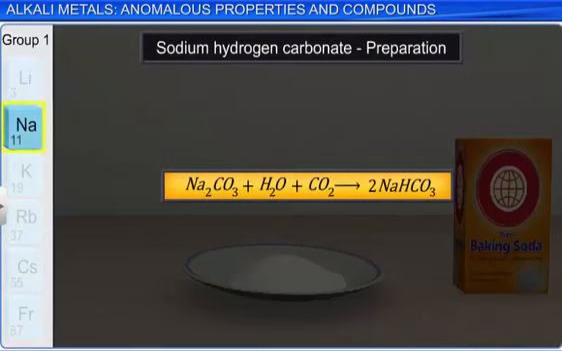One way to prepare sodium hydrogen carbonate is through the reaction of carbon dioxide with a solution of sodium carbonate, as shown here. Sodium hydrogen carbonate is also formed with the Solvay process.